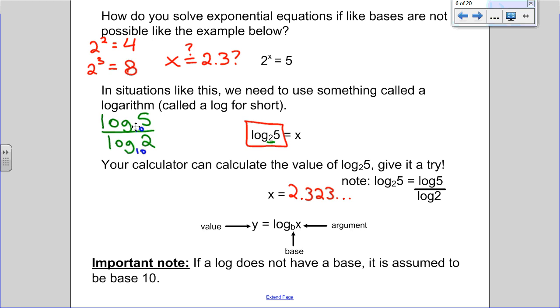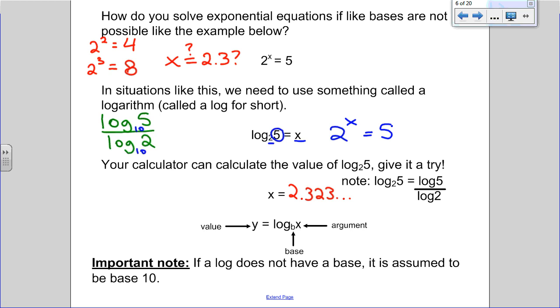All right. The next thing when I talk about logs is, a log you can read out. The way that it reads is 2 to the power of x equals 5. So I could rewrite this in exponential form by understanding what a log means. The base to the power of the value equals the argument. That's how you could rewrite that. These things are the same. They're just changing the form of the question.